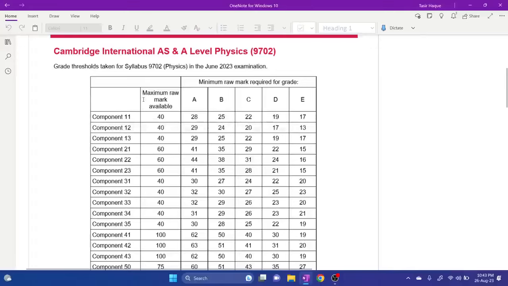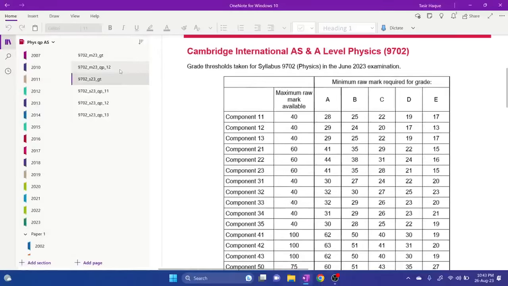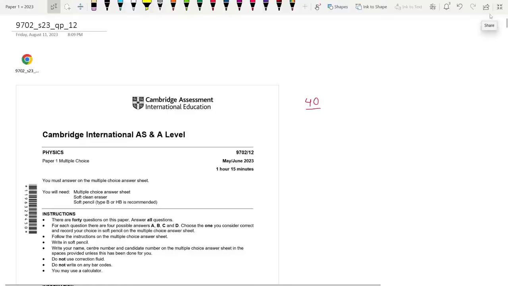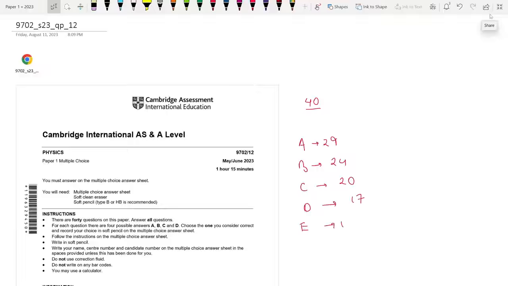So this is it. A was at 29, B was at 24, C was at 20. The full mark is 40. A was at 29, B was at 24, C was at 20, D was at 17, E was at 13. So A star should probably be at around 34 out of 40. So it was pretty hard to get. This threshold is a bit higher than usual.